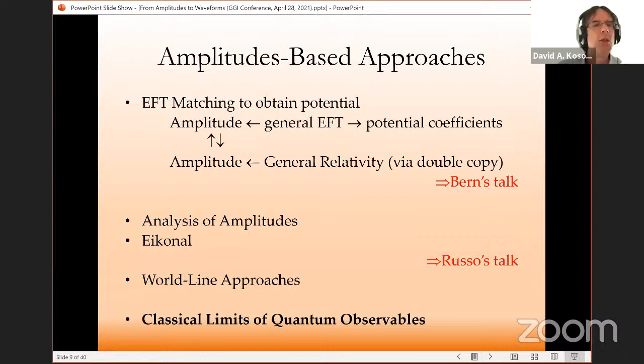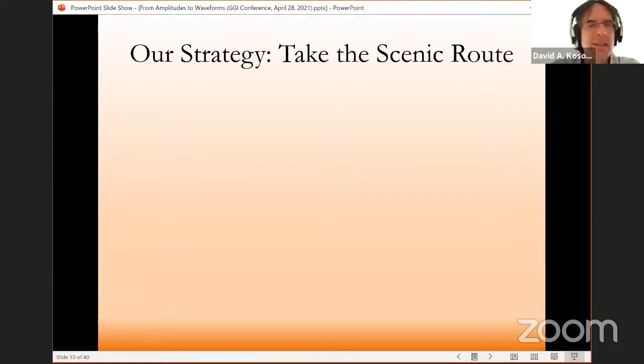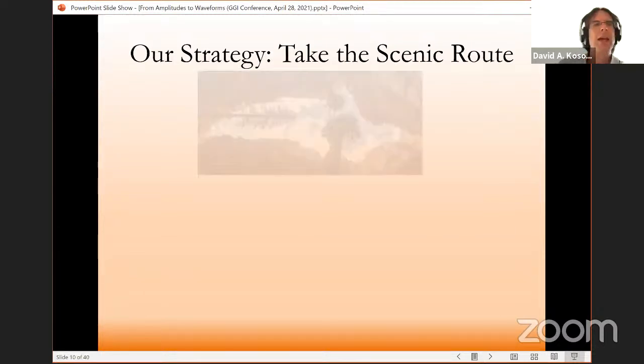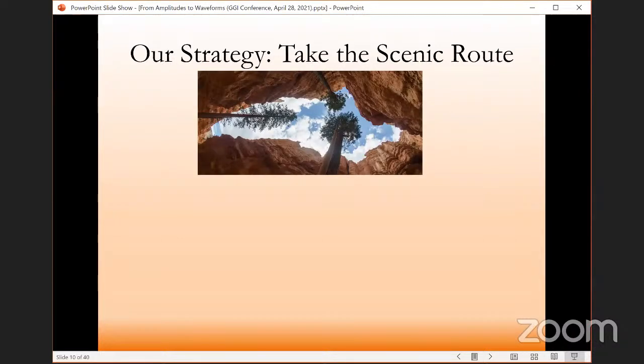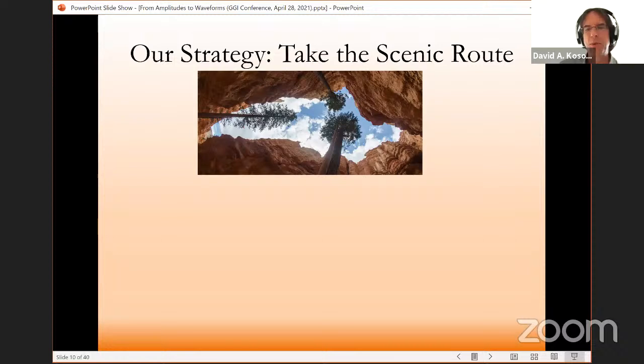One can look at analyzing amplitudes. One can take eikonal approaches, which I understand we'll hear a little bit more about from Rodolfo Russo a little bit later this week. There are worldline approaches, which our chairman has worked on. And there's also the approach that my collaborators and I have focused on, namely looking at classical limits of quantum observables. In one sense, that can be thought of as the scenic route, although in another sense, as I'll try and come back to at the very end, it can also be thought of as the most direct route.